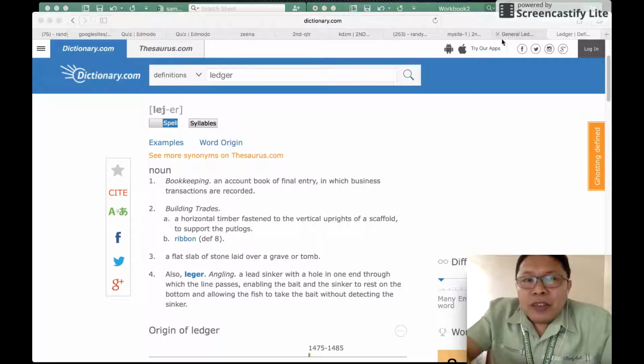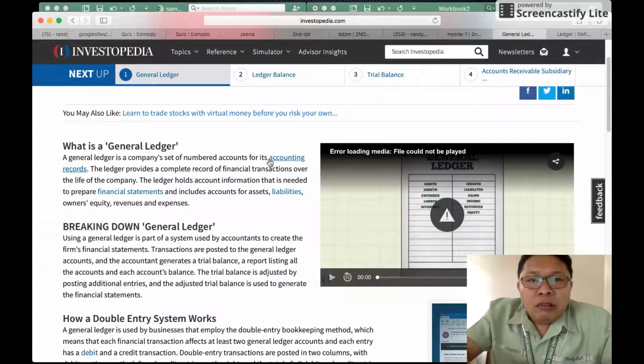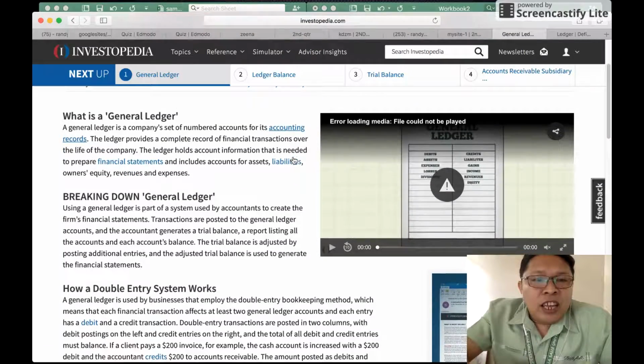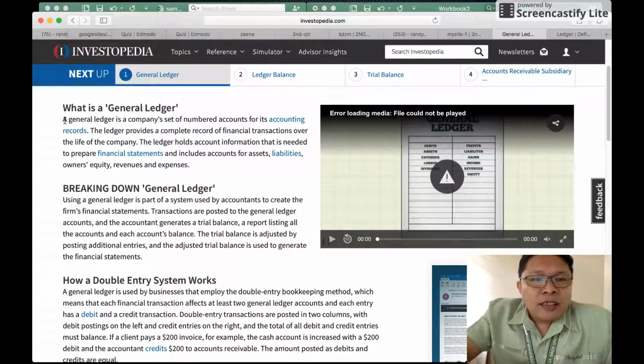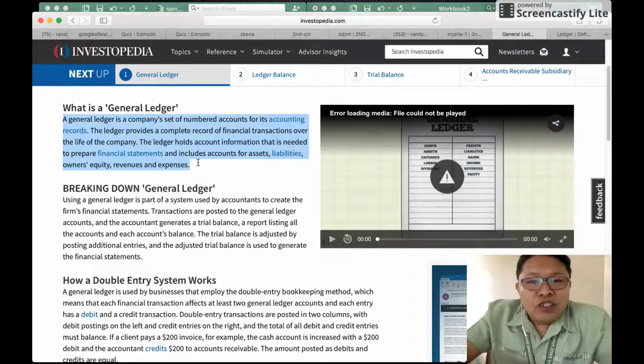Okay? So there is another definition of the general ledger. Let's look at the definition by Investopedia. Investopedia defines a general ledger as a company's set of numbered accounts for its accounting records. The ledger provides a complete record of financial transactions over the life of the company. The ledger holds account information that is needed to prepare the financial statements and includes assets, liabilities, owner's equity, revenue, and expenses.